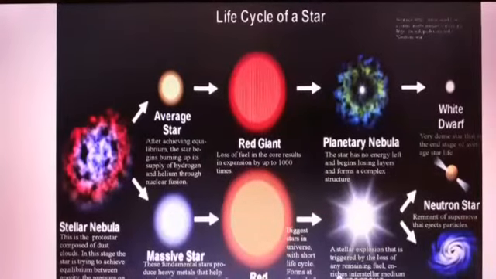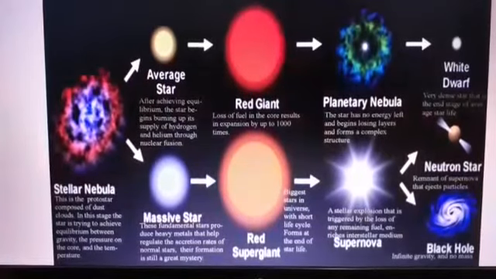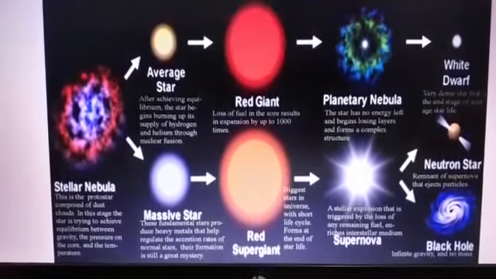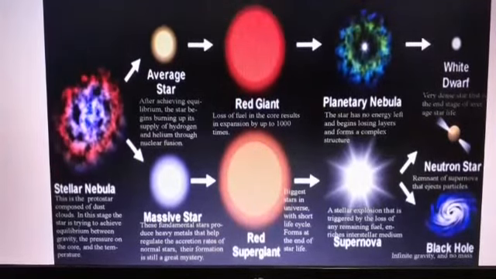Previously we discussed the life cycle of an average star. Now we will see the life cycle of a massive star. In the supergiant stage, certain events occur. After 50 to 100 million years, no hydrogen will be left in the core of the massive star. The core collapses and the star becomes 1,000 times bigger than its original size.